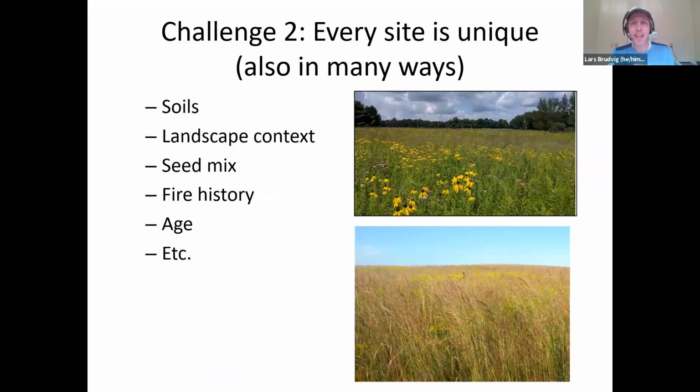A second challenge is that every site is unique, and this is also in many ways. I've talked about some of this already earlier on in thinking about the reasons for variation in reconstruction outcomes. But reconstructed prairies differ again in their soils, landscape context, aspects of the seed mix, their fire history, their age, and the list really goes on and on and on. And this is a challenge for the study of planting year effects because what it means is that we can't simply compare two different sites that were planted in different years and get a strong insight into whether planting year effects are at play, because those two sites may differ in their planting year and many, many other reasons.